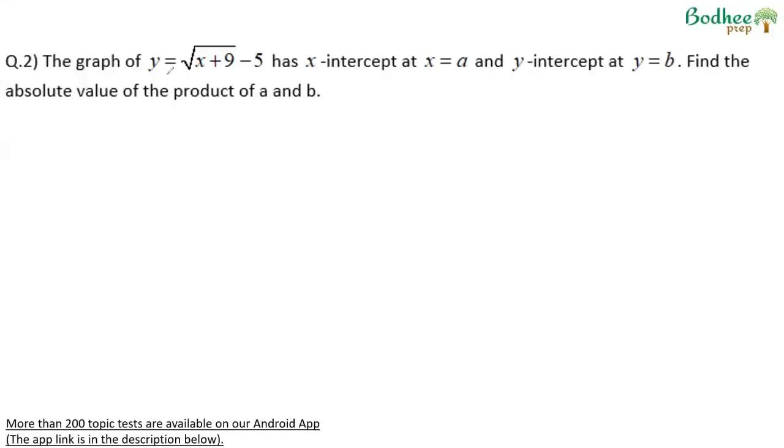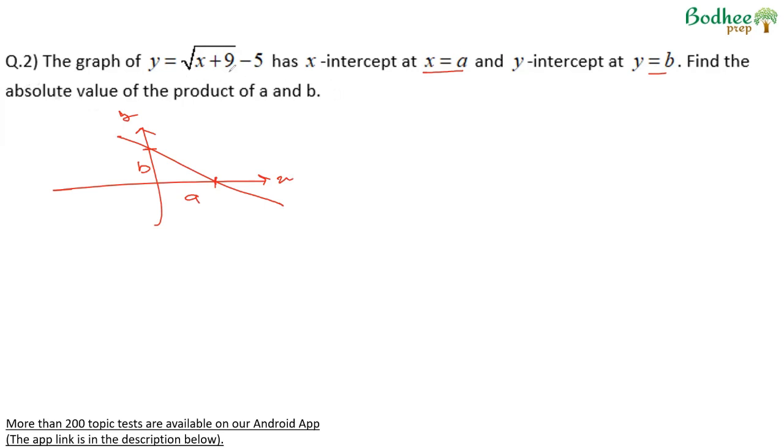The graph of y is equal to root of x plus 9 minus 5 has x-intercept x is equal to a, y-intercept y is equal to b. If this is the line, this is the y-intercept, which is b. This is the x-intercept, which is a. The y-axis, the x-axis. Find the absolute value of the product of a and b.